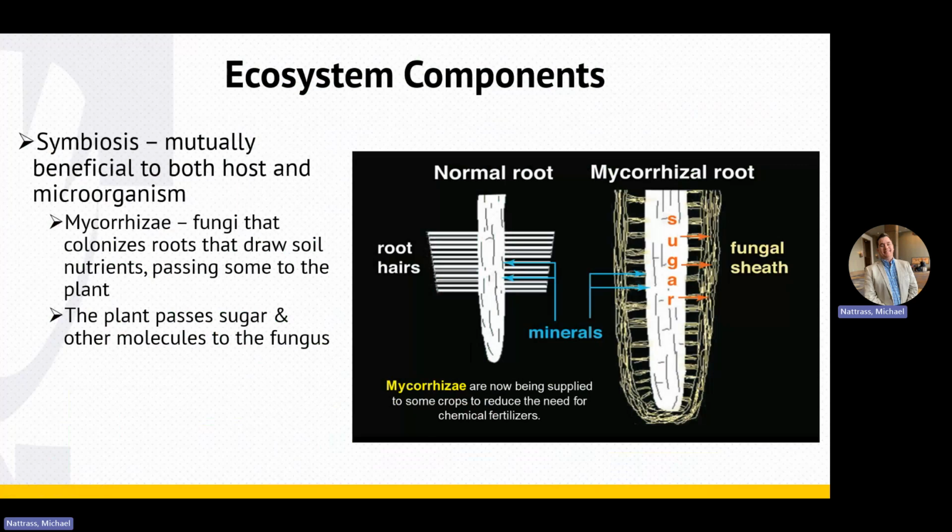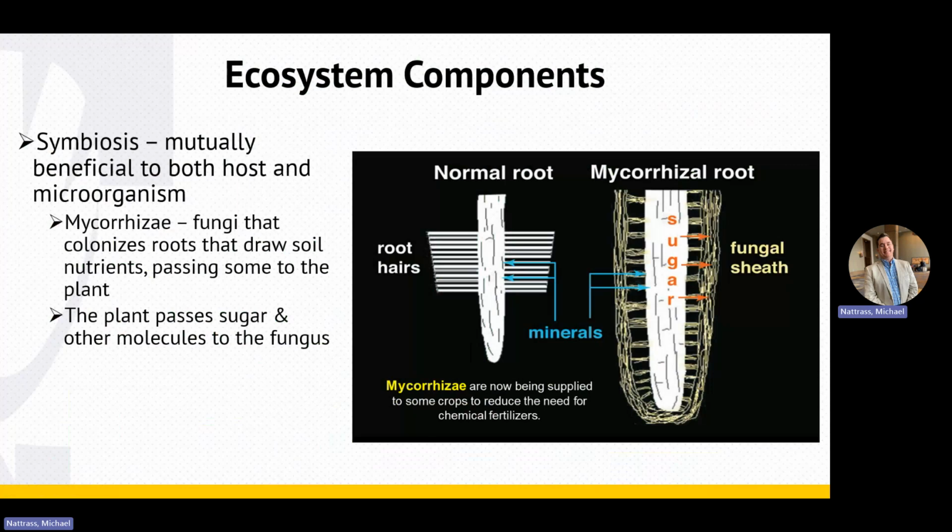Next, we have symbiosis. And symbiosis is mutually beneficial to both the host and the microorganism. So it is something that is good for both parties involved. In plants, we have a fungi that is called mycorrhiza, and that mycorrhiza is sort of like this extension that is going to be able to bring in more water, that is going to be able to bring in more minerals, particularly phosphorus for plants, and that is going to help the plant grow.